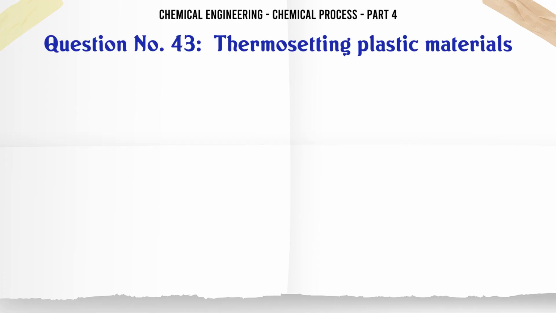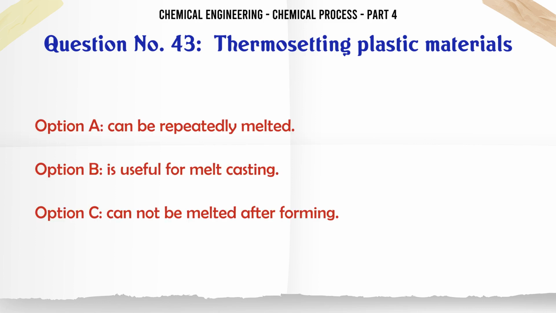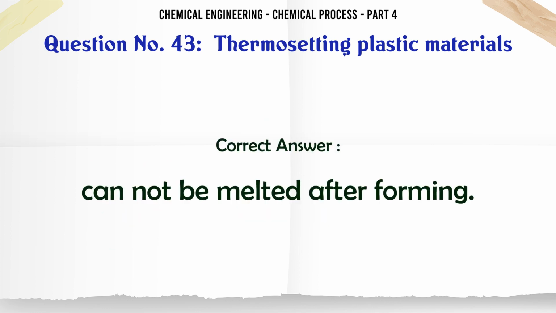Thermosetting plastic materials: A. Can be repeatedly melted. B. Is useful for melt casting. C. Cannot be melted after forming. D. Is useful for spinning. The correct answer is cannot be melted after forming.